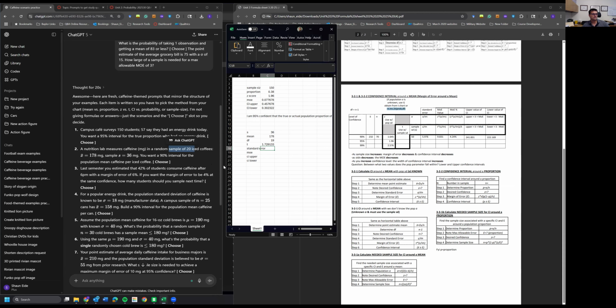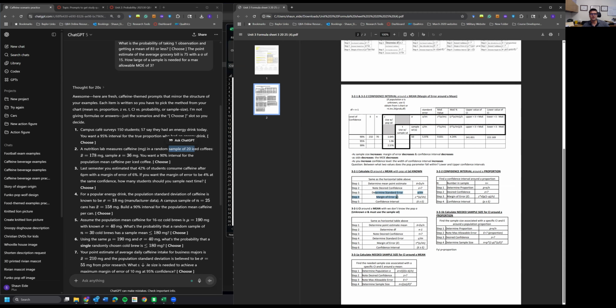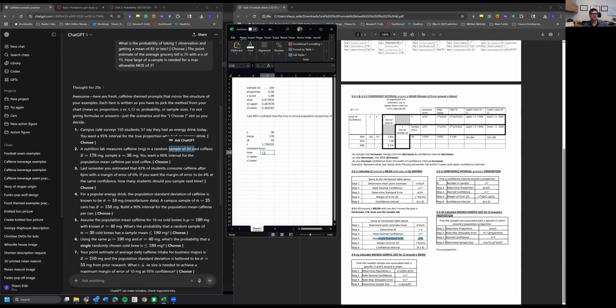So standard error is going to be right here. So it's still standard deviation. Oh, actually, right here. Determine standard error, standard deviation divided by the square root of n. So equals standard deviation divided by the square root of the sample size. Oh, doesn't have the sample size. So we'll just go, sample size is 20. And yeah, so we got the standard error.